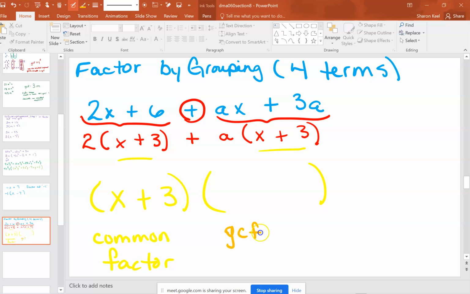What goes here is going to be the GCFs. So here we factored out a 2. Here we factored out an a. So what goes here is going to be the 2 plus a. So the GCFs go here in the second parenthesis. So now we have two binomials. They're in parentheses beside parentheses. Factors are when you have numbers that you multiply by each other. If I need to check this, I'd have to actually FOIL it to go back to check.